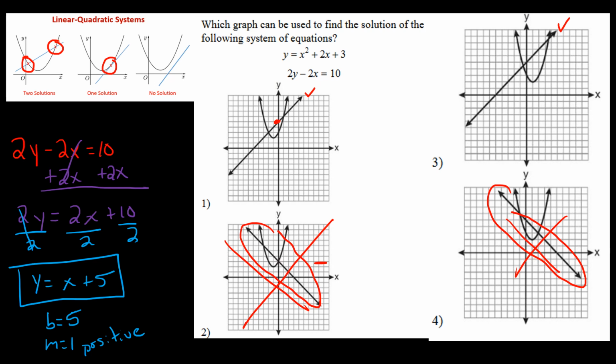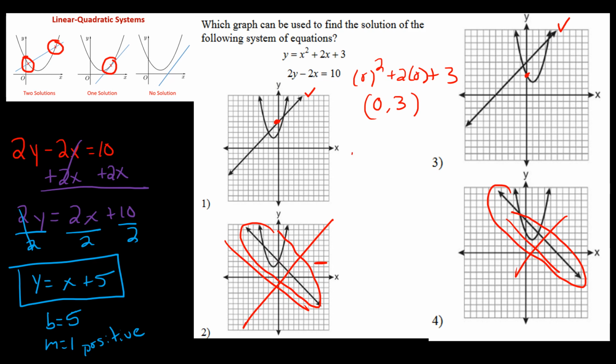If I say that x is 0, I put 0 squared plus 2 times 0 plus 3. 0 squared is 0, plus 2 times 0 is 0, plus 3 is 3. So my point would be at 0, 3. At 1, 2, 3, we have a point there, in both graphs. That didn't help. So we can use another test point.